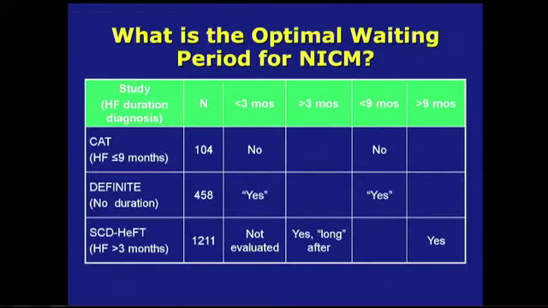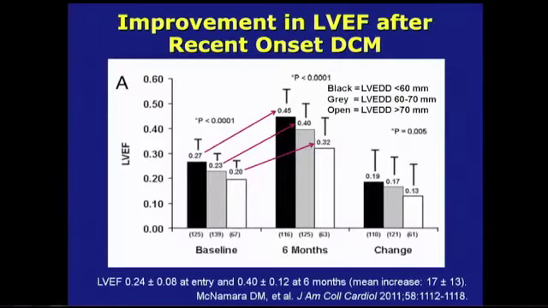So when you summarize all of this, the CAT trial showed no benefit at less than 3 months or less than 9 months. DEFINITE was a yes in quotes, but statistically it wasn't relevant because the main trial was negative. And finally, in SCD-HeFT, yeah, there was a benefit after 9 months, but it was long after 9 months. It was 1.2 years. This next slide shows how the ejection fraction can improve, and it may be that waiting 3 months is not long enough.